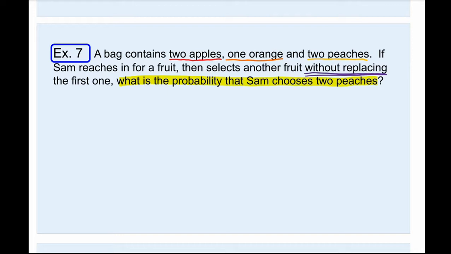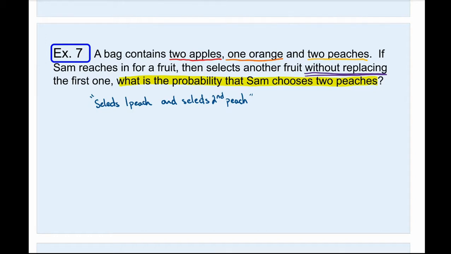So we need to think, what type of event is this? Dependent, independent, mutually exclusive, non-mutually exclusive? Well, if we think about it, and if we wanted to rewrite this question, it would be selects 1 peach and selects a second peach. So if we wanted to generalize what this question is asking, we're looking for the probability that he selects 1 peach and selects a second peach.